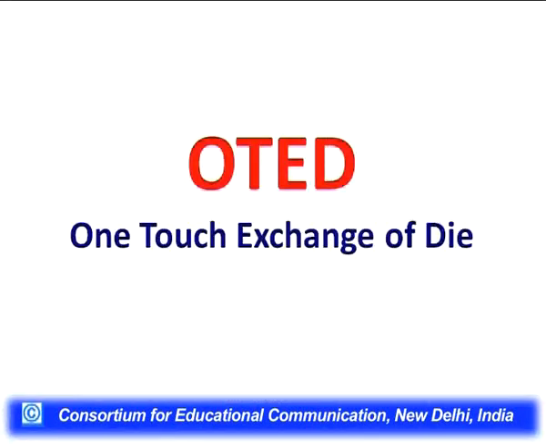Say we are manufacturing one product with one sort of die, and we have to manufacture another product with a different die, then dies will have to be changed. That is why the term die is used in SMED, single minute exchange of dies. Dies are exchanged, a new product is manufactured. Then there is one more term, OTED, nowadays being used, one touch exchange of die.